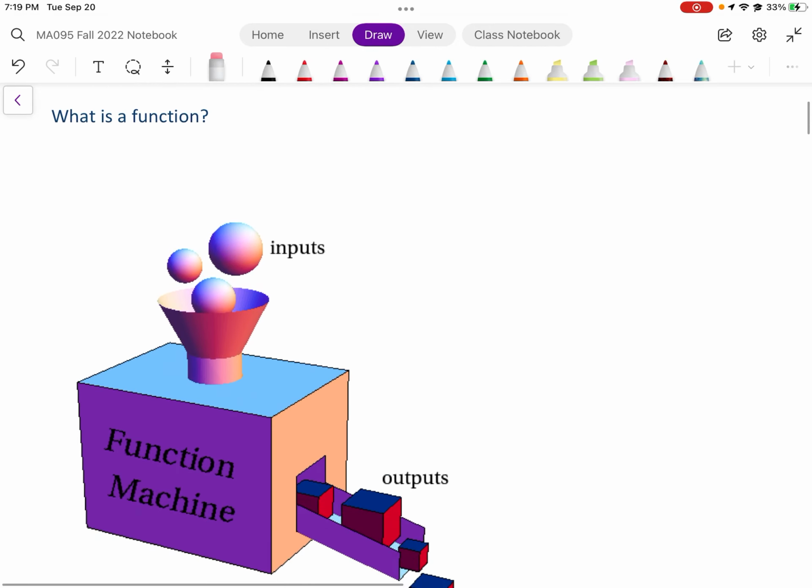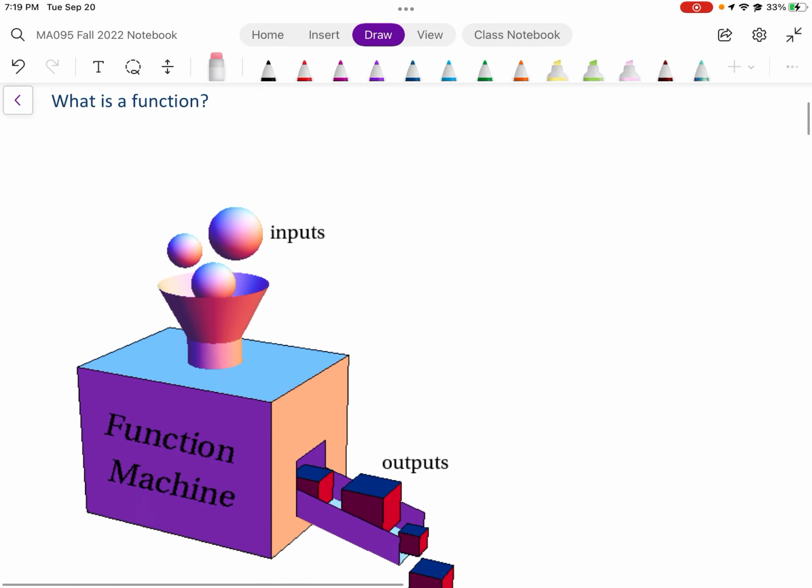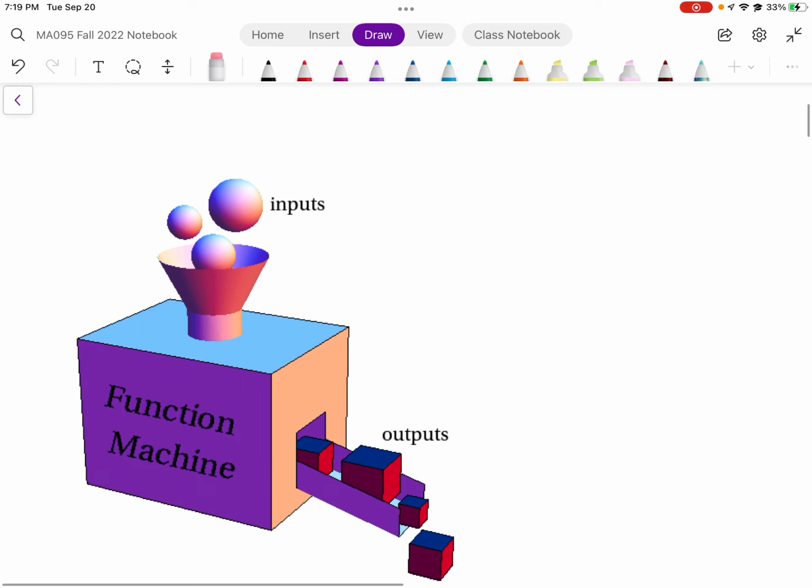So what is a function? Here's just a little graphic of a function machine. A function is basically a machine. It's something that has an input and an output, right? So if any sort of function like a car, you put the gas in, you get the energy out. In this picture here, we've got some spheres going in and some cubes coming out. So the function does something inside there to convert them.